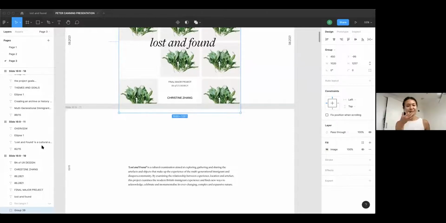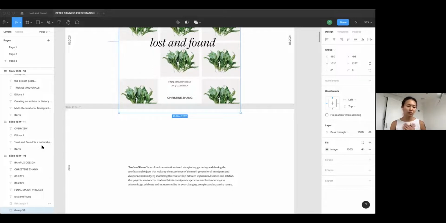Okay. I'm going to start from the beginning. So my project's called Lost and Found. And basically, I'm going to give you a quick overview right now. Lost and Found was a cultural examination aimed at exploring the immigrant and diaspora community with a very specific focus on second generation and multi-generational immigrants.